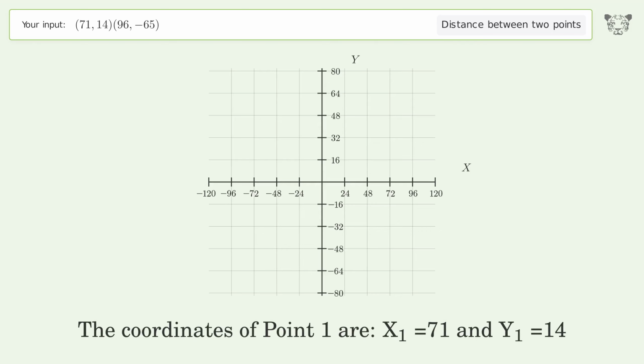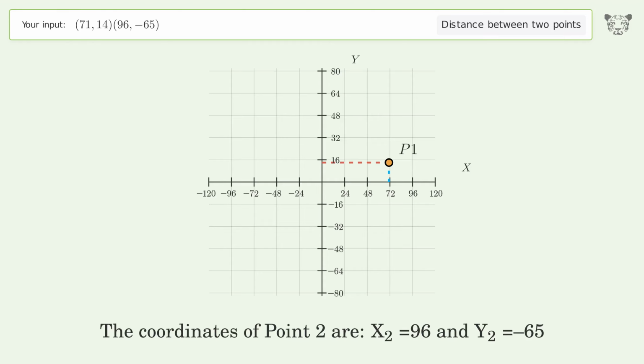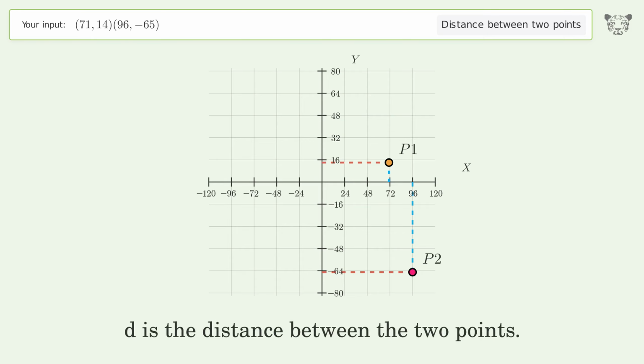The coordinates of point 1 are x1 equals 71 and y1 equals 14. The coordinates of point 2 are x2 equals 96 and y2 equals negative 65. D is the distance between the 2 points.